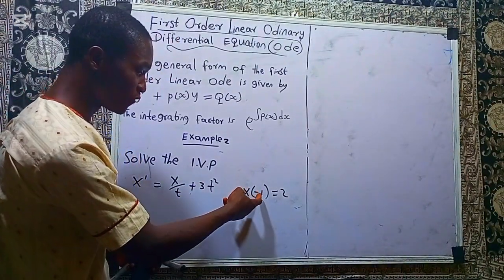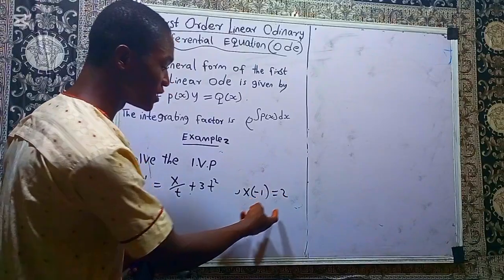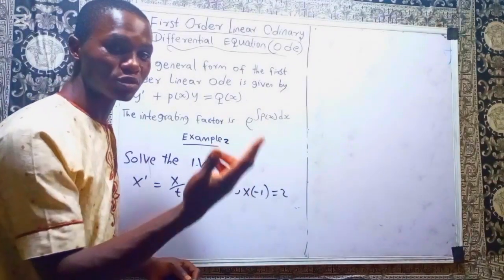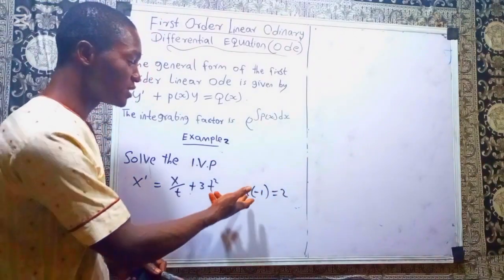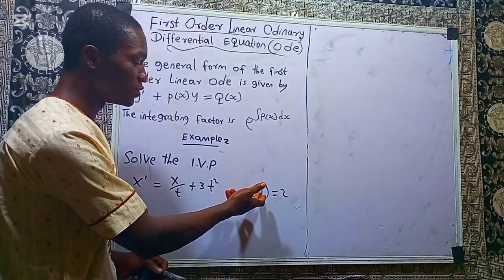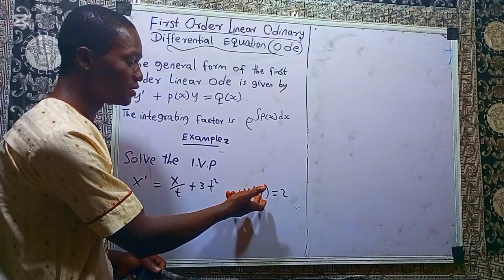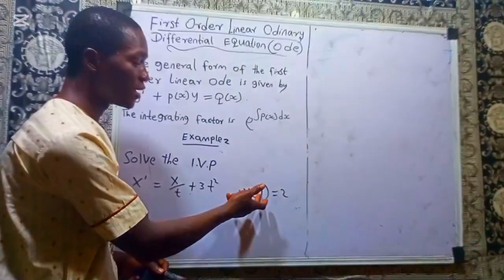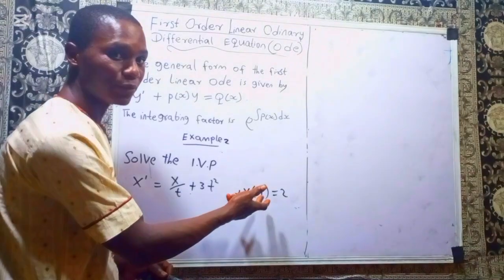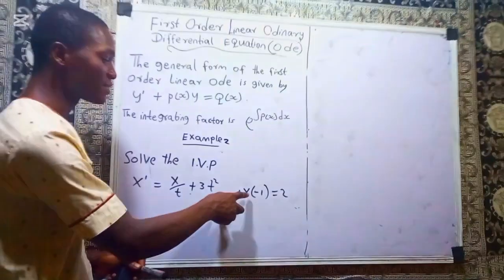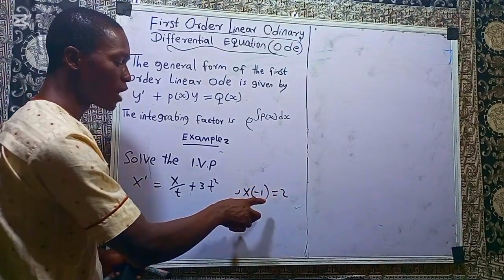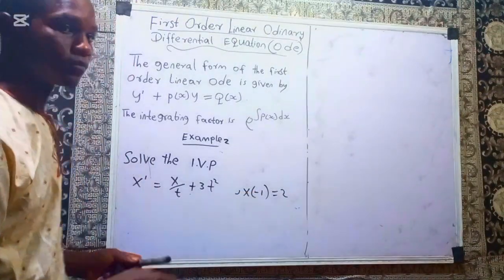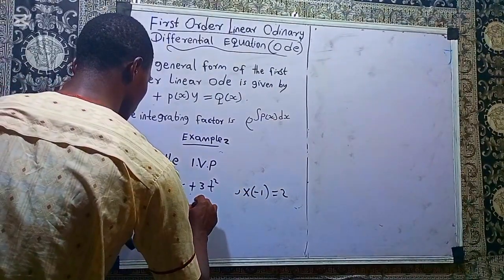So x of -1 equals 2 means that, remember, x is the dependent, which means x depends on t, which is the independent. So you are having x of -1, which means the value of the dependent variable at this single value of the independent variable is what? 2. So x takes value 2 when the independent variable t has value -1. So let's start the solution.